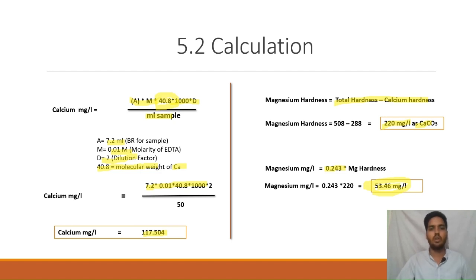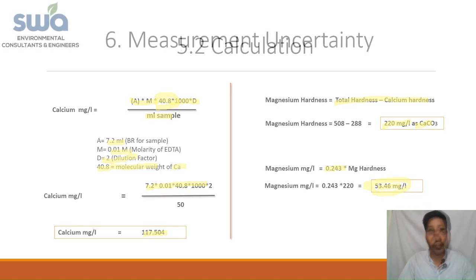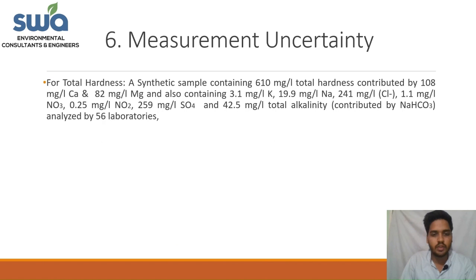So this was all the calculation of total hardness, calcium hardness, magnesium hardness, calcium content in the water sample and magnesium content in the water sample. Now let's understand about the measurement uncertainty.